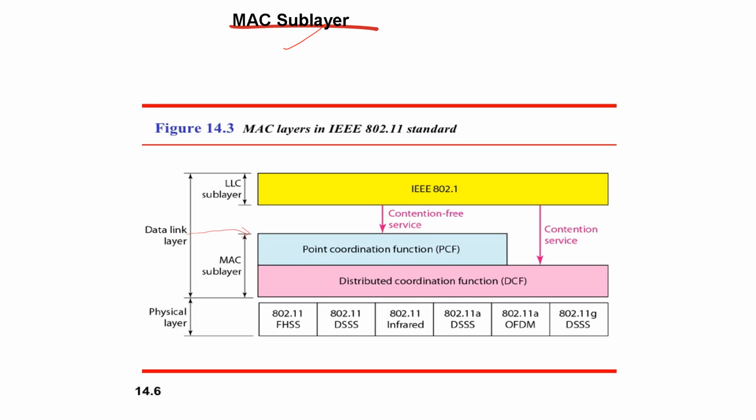Here we can see the relationship between the MAC sublayer and the LLC layer. This is the second half of the data link layer, or second sublayer. The data link layer is divided into two sublayers, the LLC layer and the MAC layer. And the MAC sublayer is again subdivided into PCF and DCF in the case of Wi-Fi. The layer just below the MAC sublayer is the physical layer.